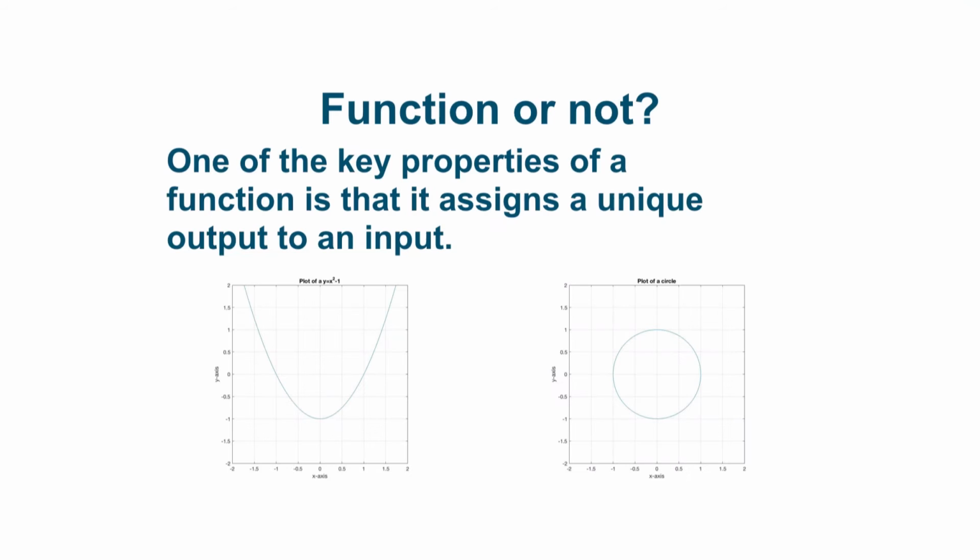The idea is that if a vertical line intersects the plot in more than one place, that means at that input value, I have multiple outputs because I intersected more than one time. That means it's not a function. So the vertical line test really gets to the heart of the matter about what a function is. So let's look at some examples.